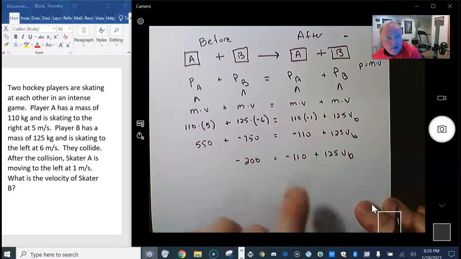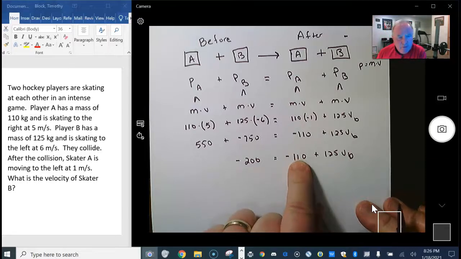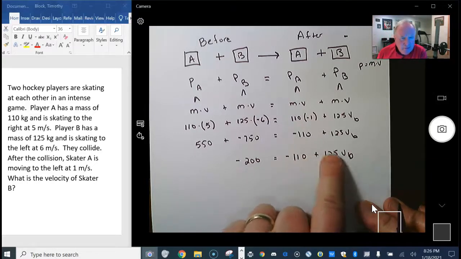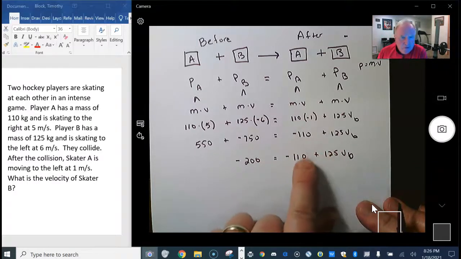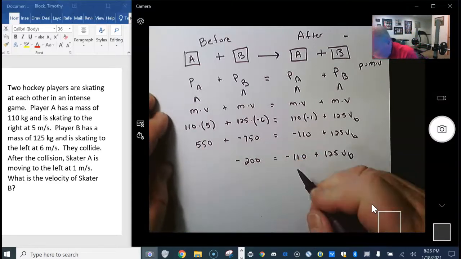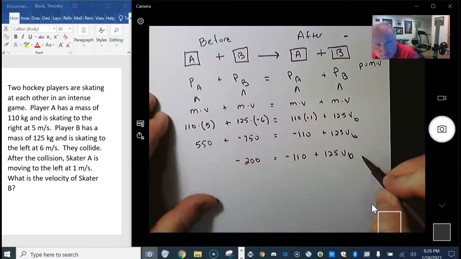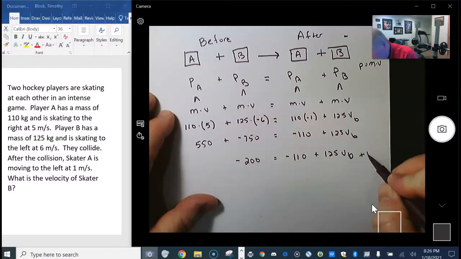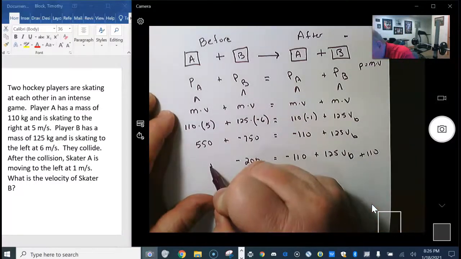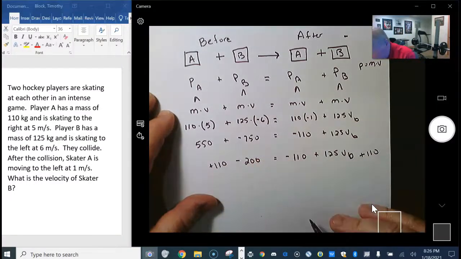Okay. So now I got to get rid of this. And so many of us want to divide. But these are two different terms, right? So we just got to get rid of this 110. How do we get rid of this 110? Well, we add a positive 110. In my math, we would do it over here. You guys might put it underneath. But we're going to add a positive 110 to both sides.